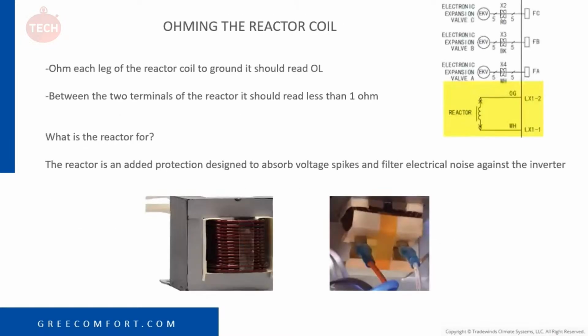Here's some of the troubleshooting of ohming the reactor coil. A lot of people say it looks like a transformer. It's very similar. It does have some copper coils on there. So the reactor is an added protection designed to absorb voltage spikes and filter electrical noise against the inverter. As you can see, there are spade terminals on there. You can undo these spade terminals and you're going to ohm the reactor itself. Your reactor should be 1 ohm or less. If it reads OL, you have a bad reactor. Probably had a power surge, something like that caught in this reactor, did its job and protected the rest of the board most likely. So if that's the case, replace your reactor.